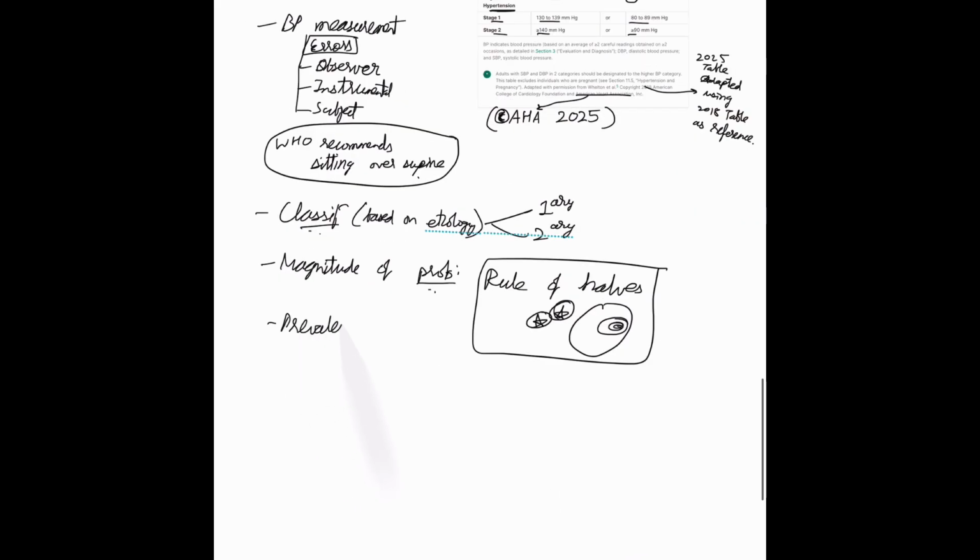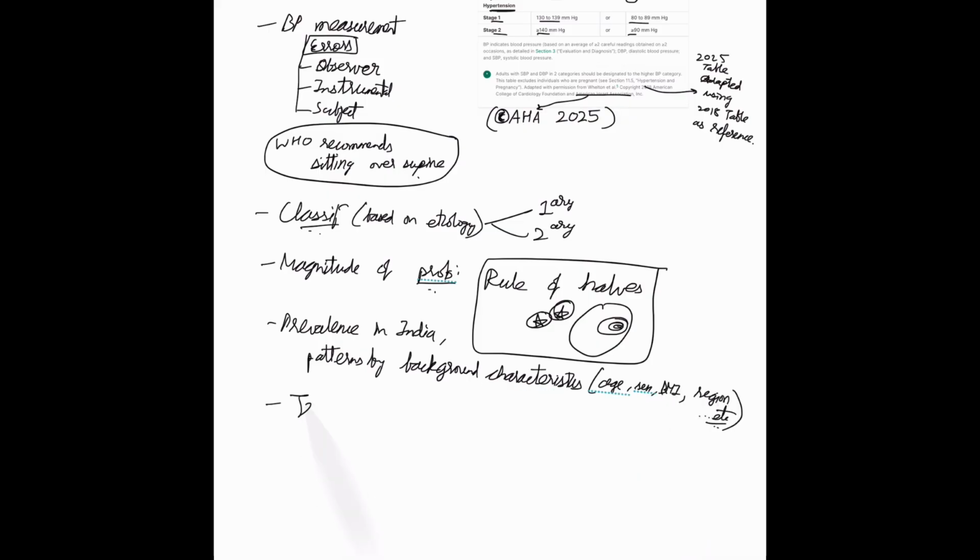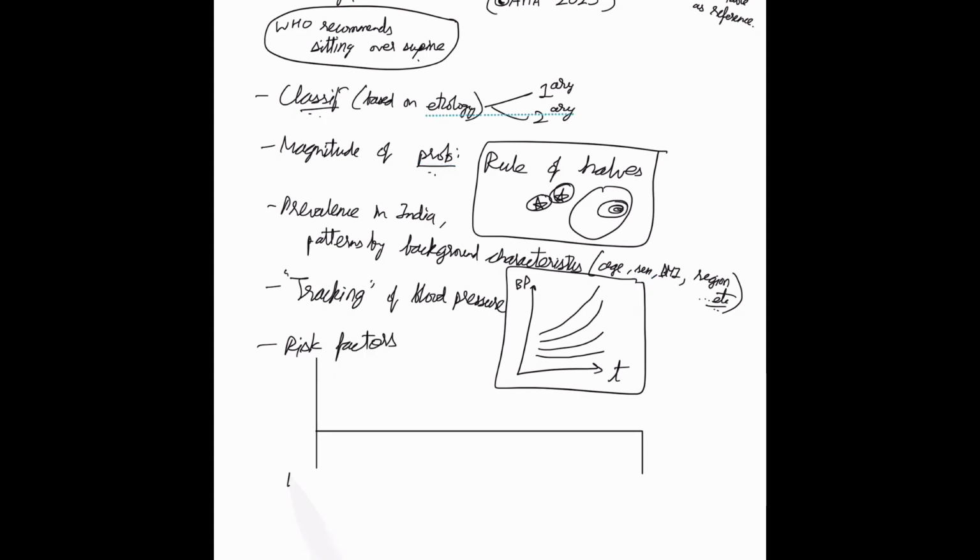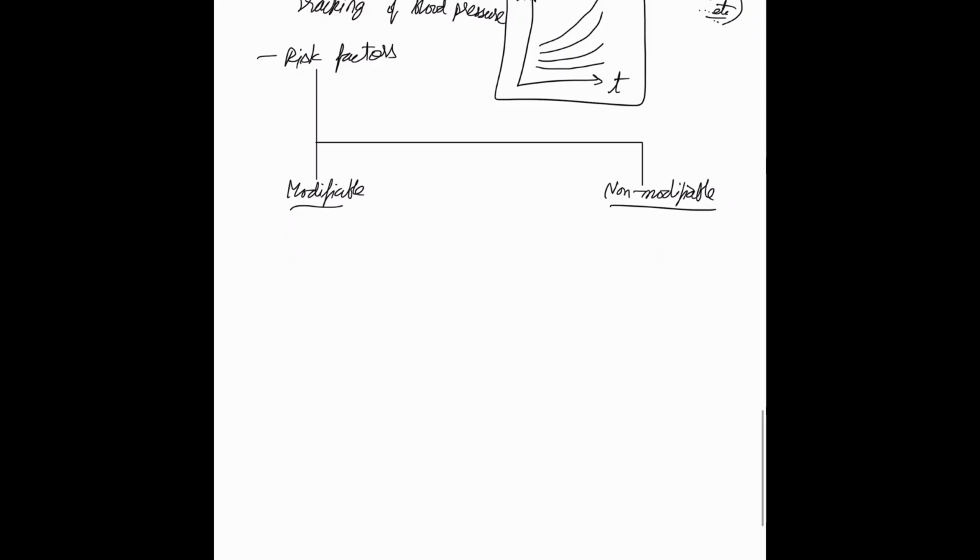And to know the magnitude of the problem, there's a very important diagram called the rule of halves, which is asked in and out during every COMET exam ever. And then for the prevalence in India, we see the patterns of hypertension by background characteristics like age, sex, race, region, BMI, etc. And then we also learn what is the tracking of blood pressure. So if you catch high pressure early, people who have high BP early in life tend to develop hypertension as they grow older. That's the gist of it.